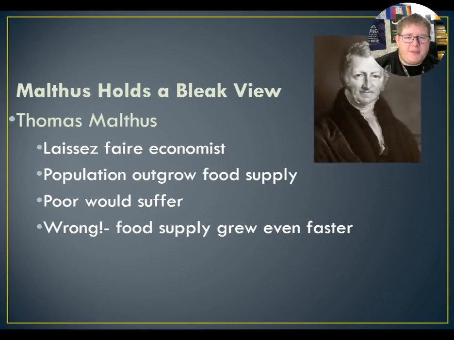So we also have Thomas Malthus, who holds a more bleak view. He's kind of like, at best I could say, a doomsday thinker during his time. He thought the population would outgrow the food supply and that the poor would suffer. He was wrong. The food supply grew even faster than the population at this point in history. Today, on the other hand, we may take a little bit more of a look at his thoughts, but back then, not as big of an impact.